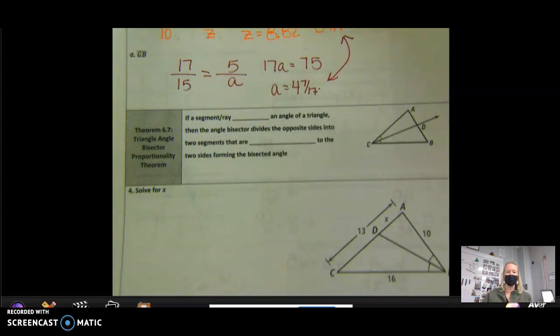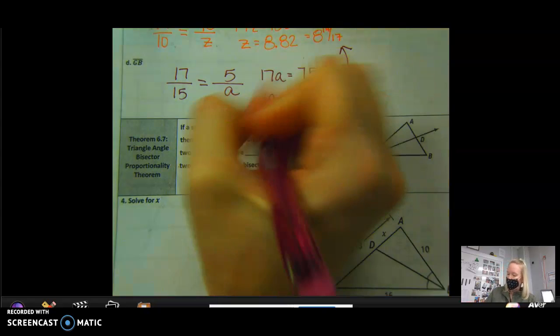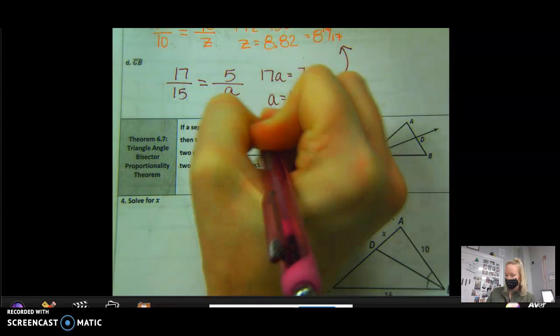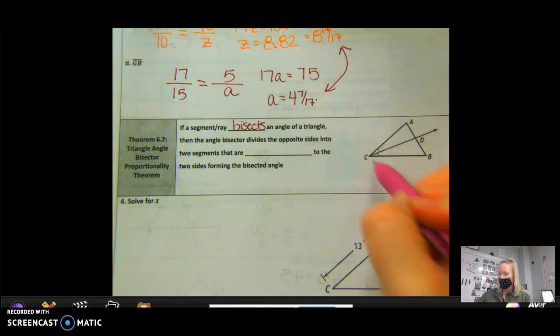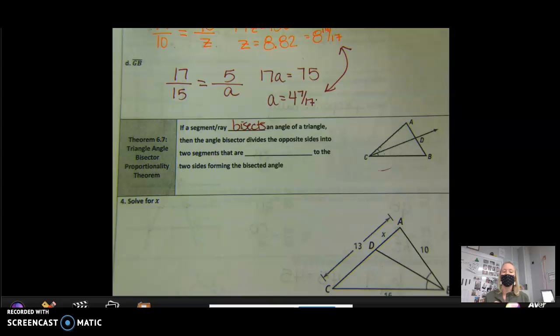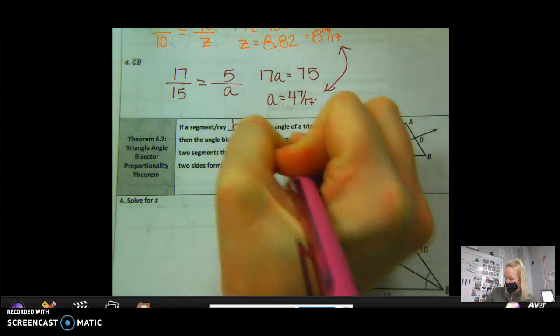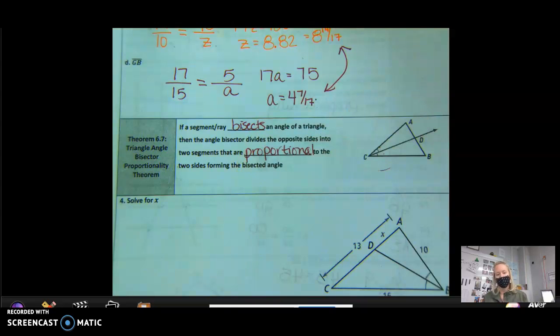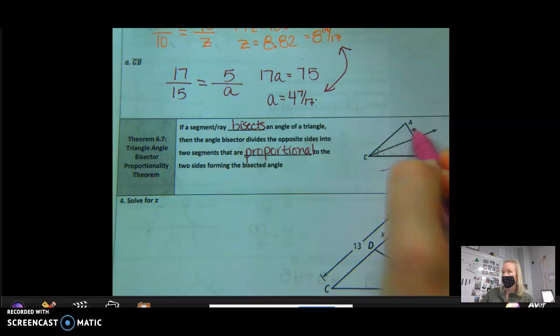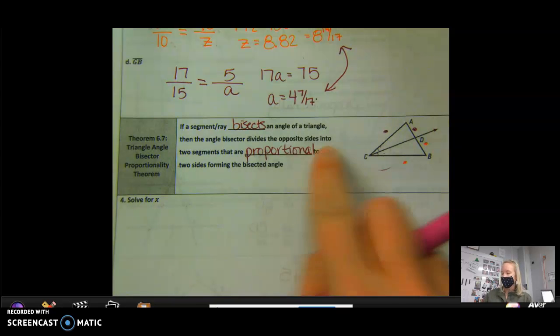Theorem 6.7, triangle angle bisector proportionality theorem. If a segment or ray bisects an angle of a triangle, so this C to D is bisecting this angle C because this angle is equal to this angle, then the angle bisector divides the opposite sides into two segments that are proportional to the two sides forming the bisected angle. So this side with this side are proportional with this side and this side. Okay? Because this is an angle bisector.